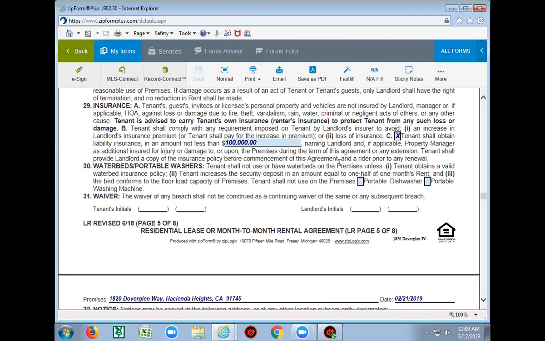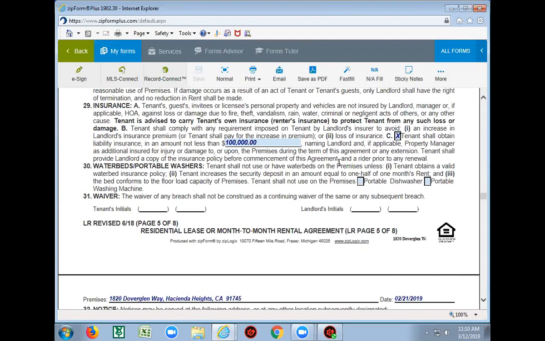B, tenant shall comply with any requirement imposed on tenant by landlord's insurer to avoid 1, an increase in the landlord's insurance premium, and tenant should pay for the increase in premium, and 2, loss of insurance. Tenant should obtain liability insurance in an amount not less than the minimum. I know the renter insurance starts at $100,000. Maybe starting on the next lease, I'd better increase it to $300,000. It probably only costs $10 more a year. It's not that much more, but it's better protection for tenant and landlord. Minimum, I know, is $100,000.